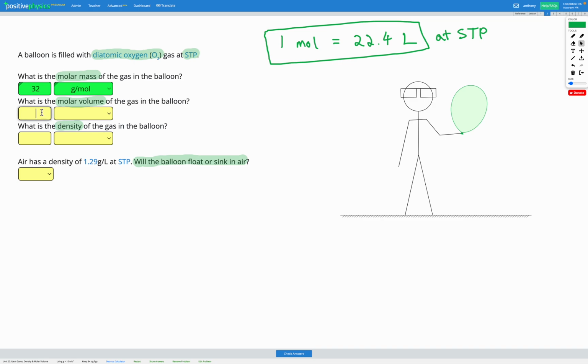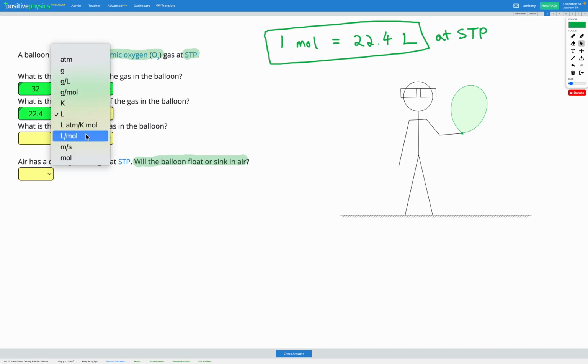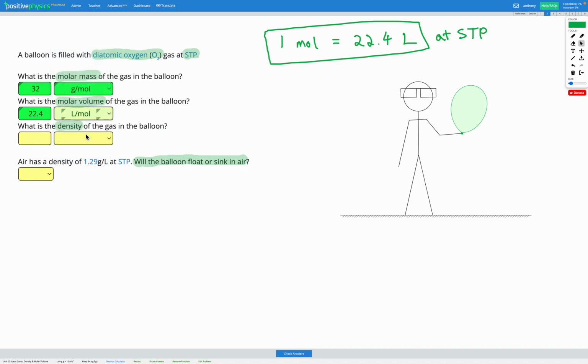So we can fill that in here. Our molar volume is 22.4 litres. Oh, that should be litres per mole, actually. So 1 mole of our gas has a mass of 32 grams and a volume of 22.4 litres. So we can now find the density of the gas in the balloon.